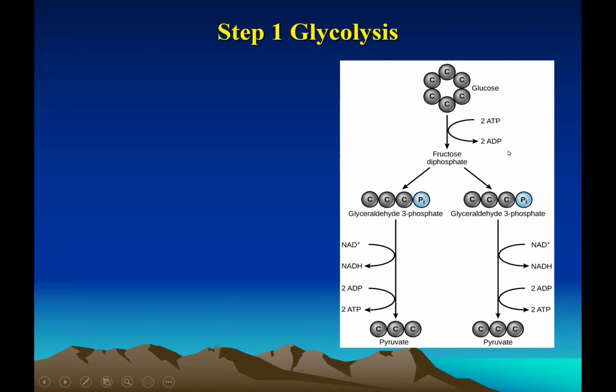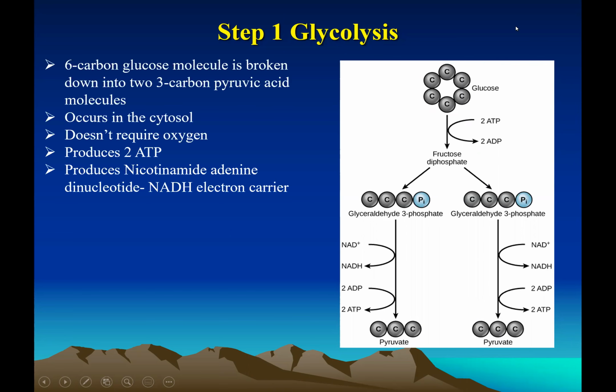But even though only 2 molecules of ATP are made overall, it is going to make an electron carrier called NADH, nicotinamide adenine dinucleotide. So these are going to grab the extra electrons and they will shuttle those electrons to the electron transport chain. So only 2 ATPs made overall. Very small amount, but it's very quick and it's anaerobic.